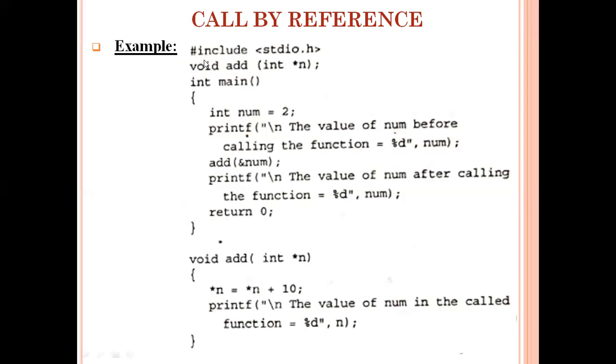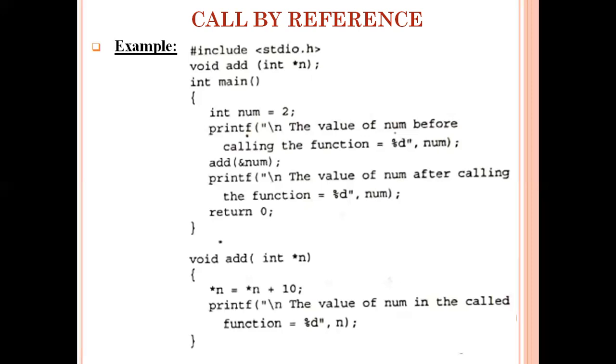So first, start by looking at this function declaration: void add of int star n. This is actually the asterisk symbol. Star n semicolon. This is the function declaration statement. Here the function name is add, and the return data type is void. This asterisk symbol indicates that this n is not a normal variable. It is a pointer variable. In order to indicate that, we give the asterisk symbol just before the name of the parameter.